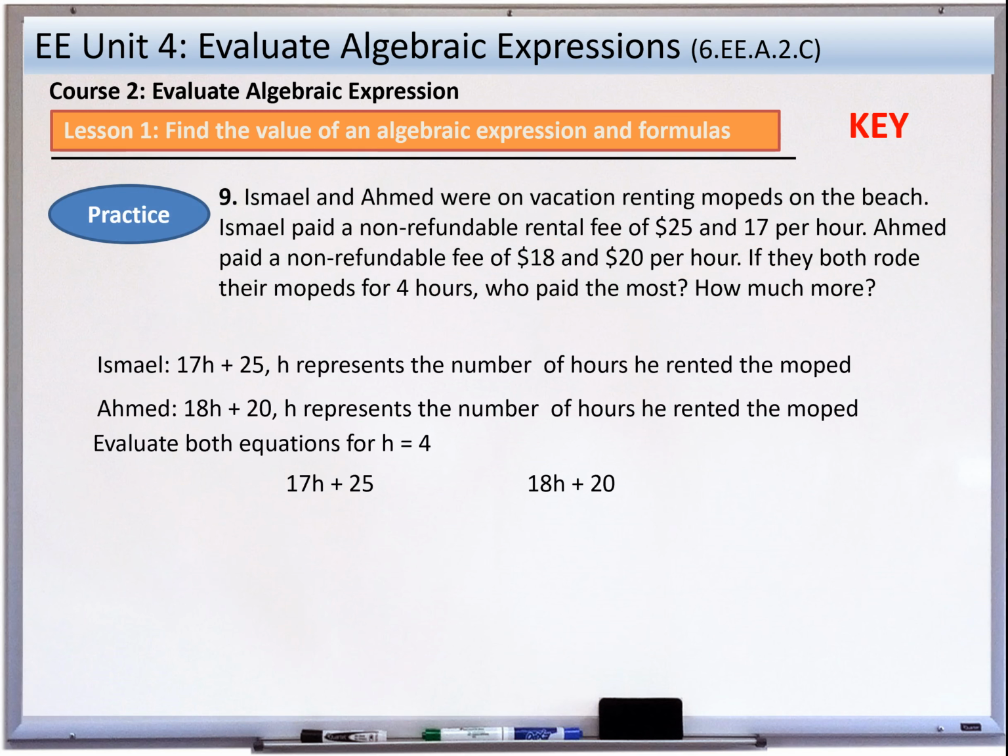All right, so our equations would be for Ismail, 17 an hour plus $25 non-refundable fee. And in both cases, H represents how many hours they rented the moped. And Ahmed's a little bit different, $18 an hour. And he only paid 20 for his, $18 an hour. Oops, that's backwards.